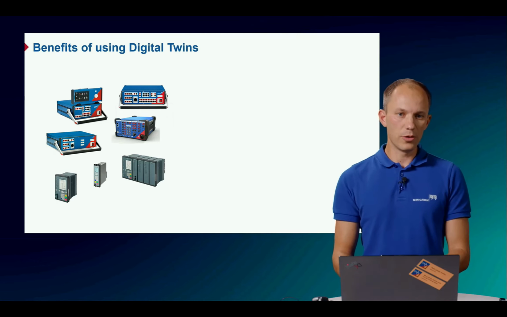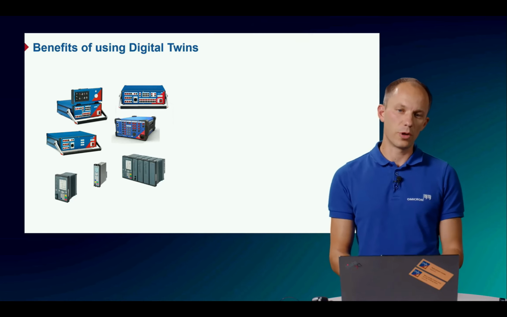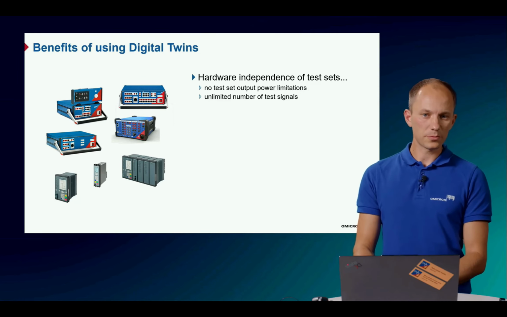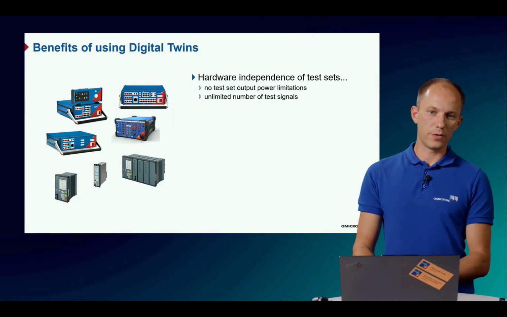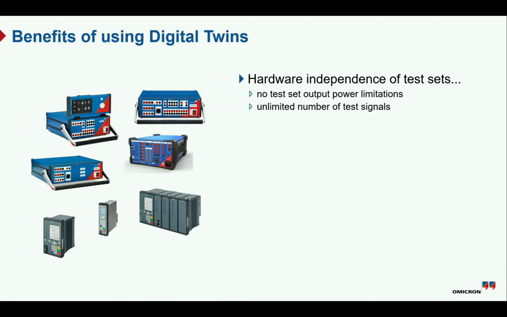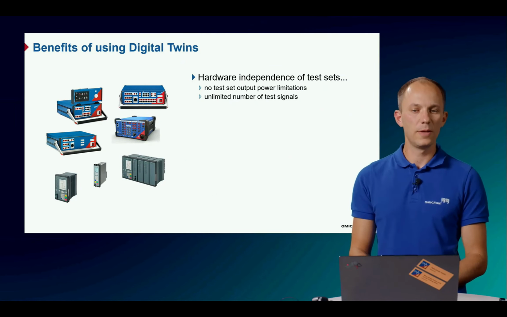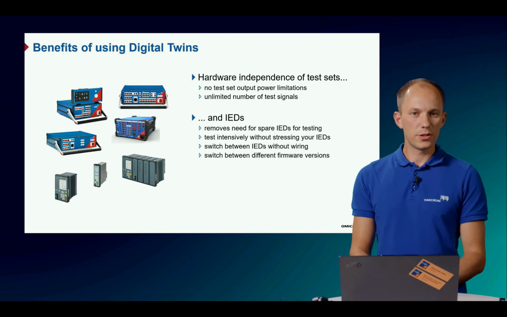Here, a short overview about the benefits in general if you work with digital twins. I've mentioned that already. You don't need the hardware anymore. So you are independent of the test sets. So you do not have the limitation of the output power of our devices. So it doesn't matter if you use a CMC 356 or 256 plus or CMC 430 anymore. You have an unlimited number of test signals available in a virtual environment. And of course, you don't need the protection IEDs anymore. So it removes the need for spare IEDs for testing purposes.